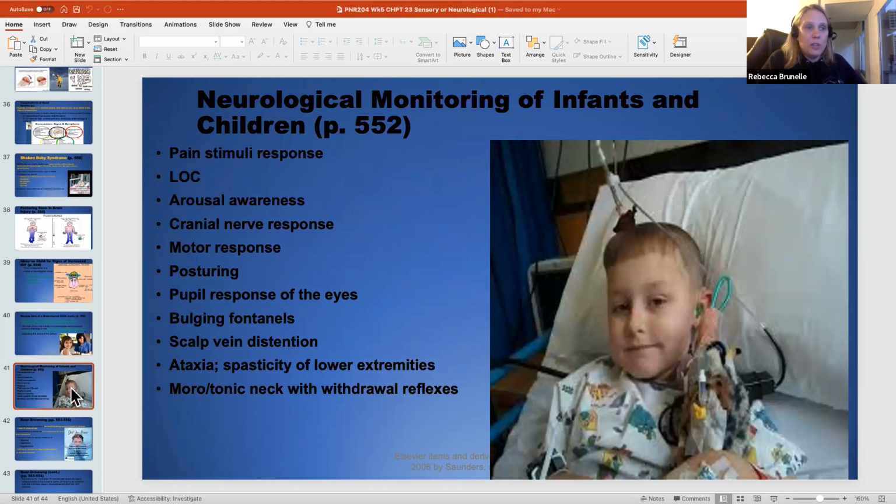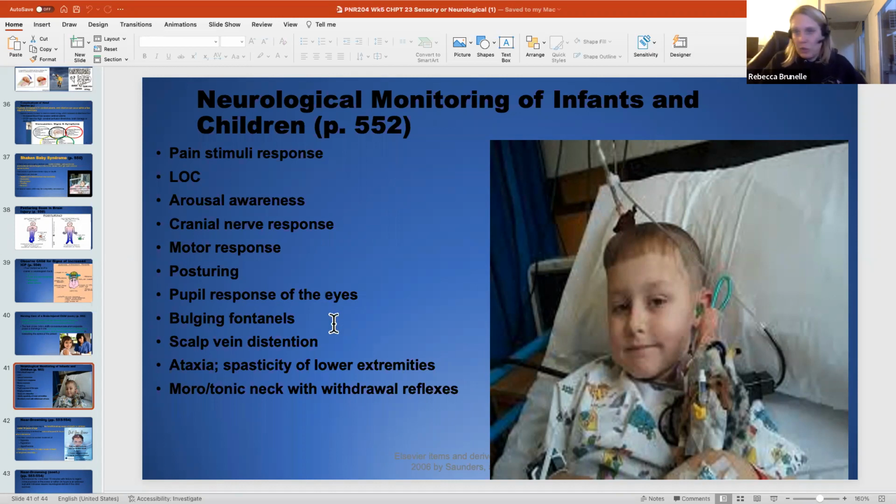So there are certain things that you need to be focusing on: level of consciousness, their cranial nerve response. Are their eyes moving? Are they smelling the same? Are they able to stick their tongue out? The posturing that we talked about, and the fixed dilated pupils as a very ominous sign.